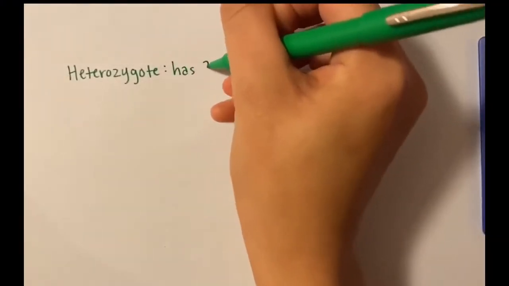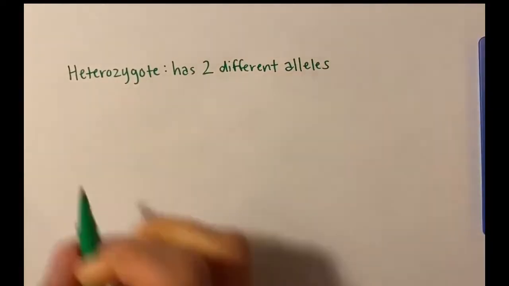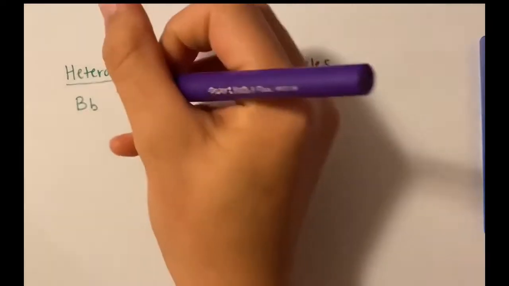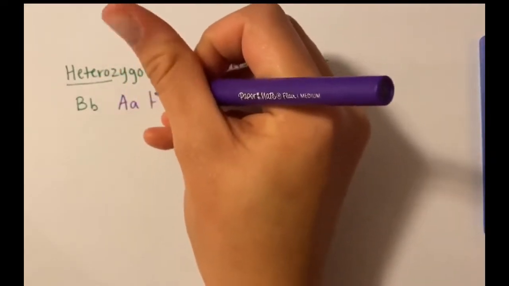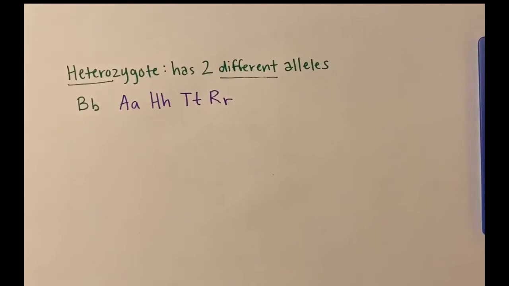A heterozygote is an organism with two different alleles for a specific gene. For example, an organism with a genotype big B, little b. Big B is different from little b. Two different alleles mean this organism is a heterozygote for this gene. Other genes may use other letters, so recognize that if an organism has a genotype big A, little a, or big H, little h, or big T, little t, or big R, little r, and so on, these are all examples of heterozygotes for these genes.